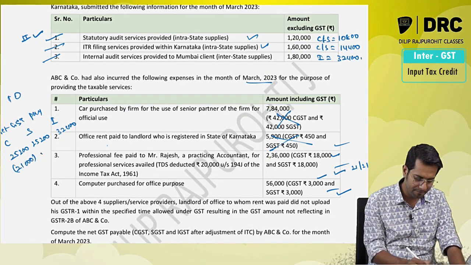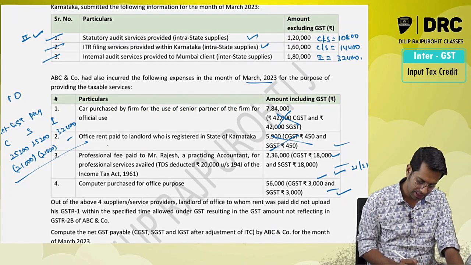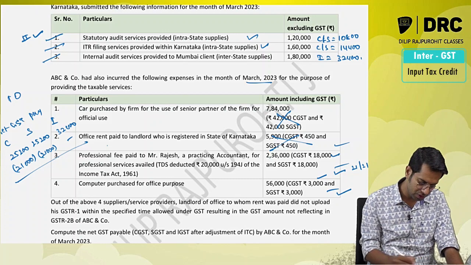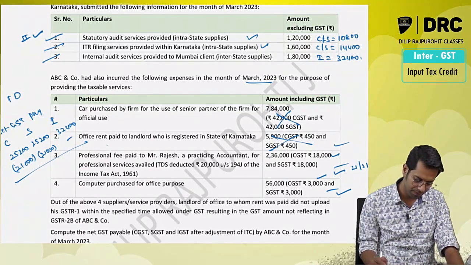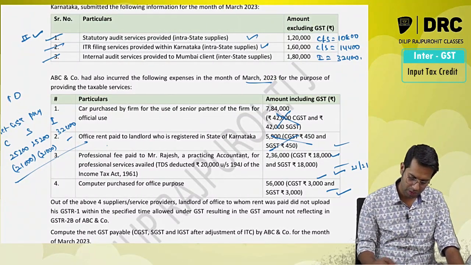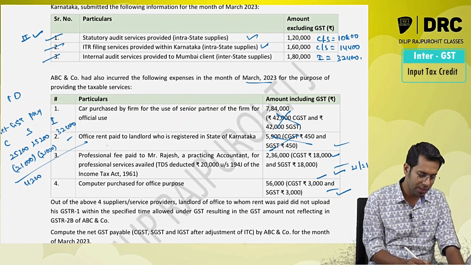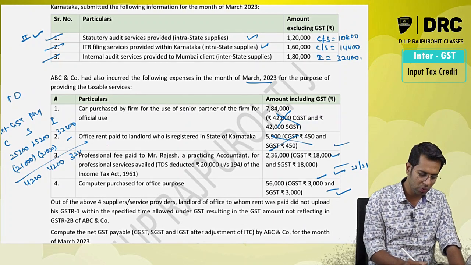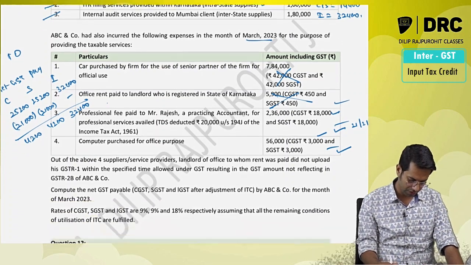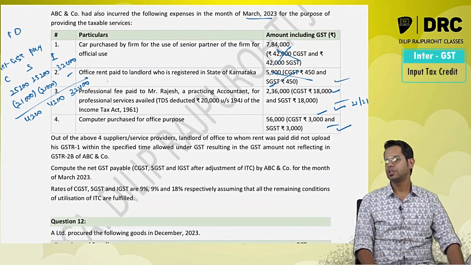So here also 21,000, and this last case, there is no ITC available, so I will have to pay the full amount. So net GST payable is 4,200, 4,200 and 32,400, full amount of IGST. Now what are the different things which I have to write, sir?